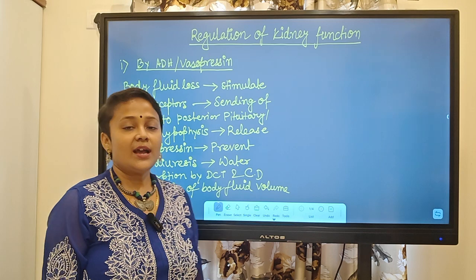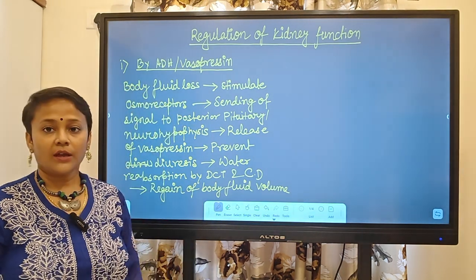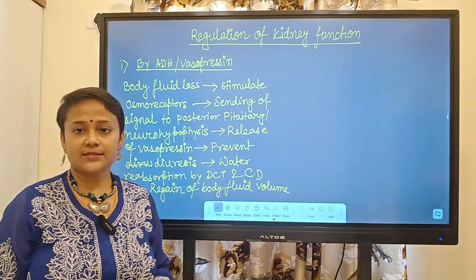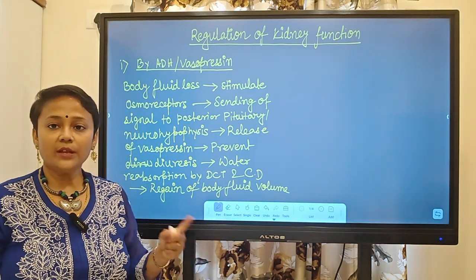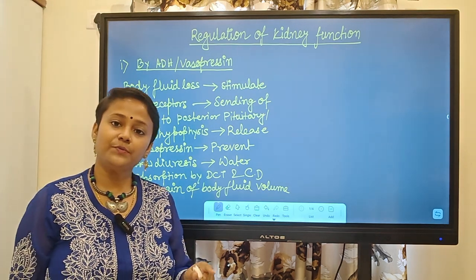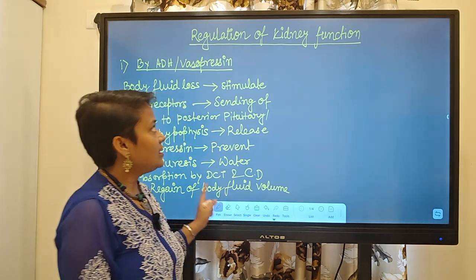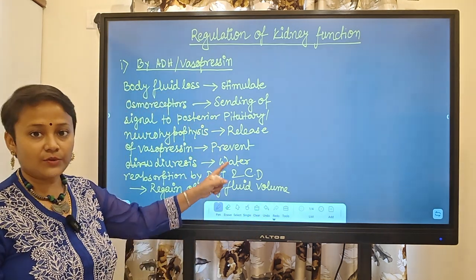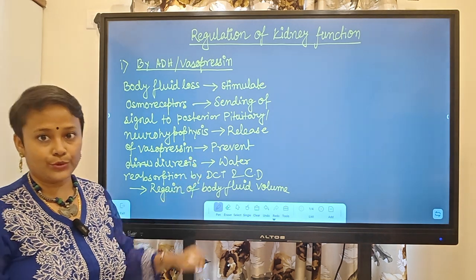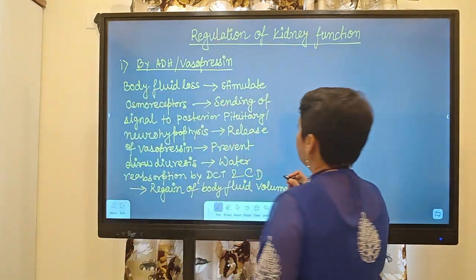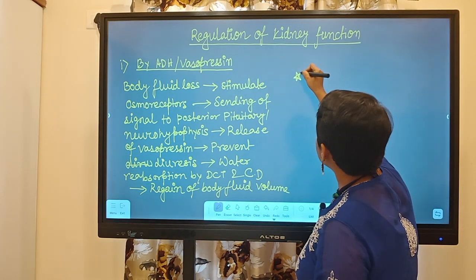Remember that body fluid loss is there at the beginning. So if the question asks about the GFR, glomerular filtration rate, the glomerular filtration rate will also be reduced in this condition. Okay. So here the kidney function regulation is by antidiuretic hormone, right?